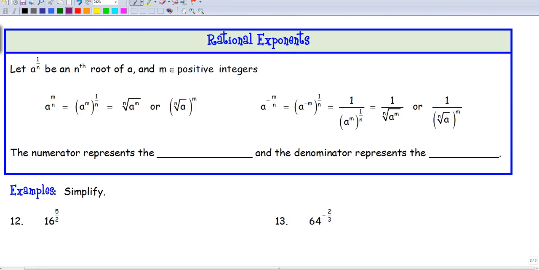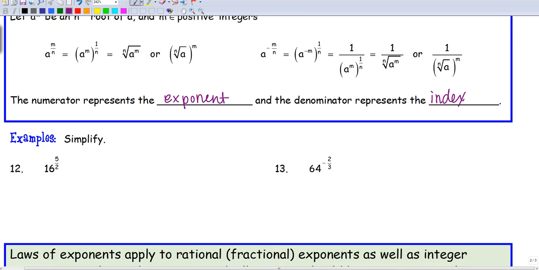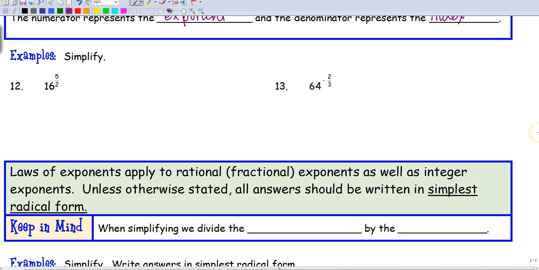So, basically what all of this terminology is saying, which we will talk more about tomorrow, but the key thing here is, again, the numerator represents the exponent and the denominator represents the index. So these are going to be problems that do not simplify necessarily quite as easily. Okay, that might be a little harder. And then we'll get to some more complicated ones in a little bit.